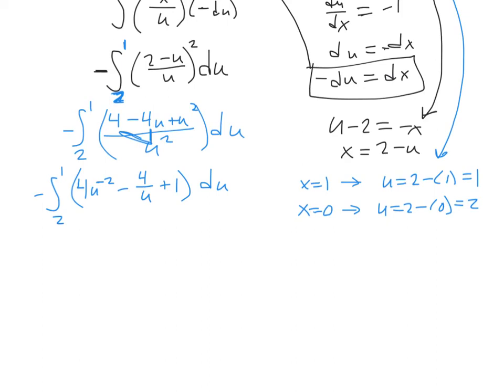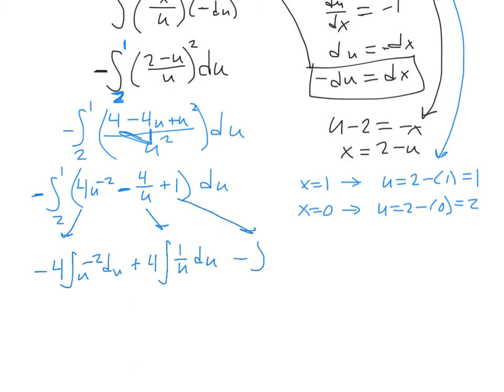So first I'm going to do the addition subtraction rule and the constant multiple rule to move some things around here. This first integral piece is going to be negative 4 times the integral of u to the negative 2 du. The next one, there's a negative and a minus here, so this is plus 4 times the integral of 1 over u du. That's this one. And then for the last one here, I'm just going to have minus the integral of, effectively, 1 du. Okay, all of these are from 2 to 1.